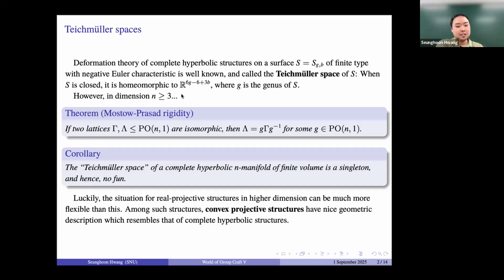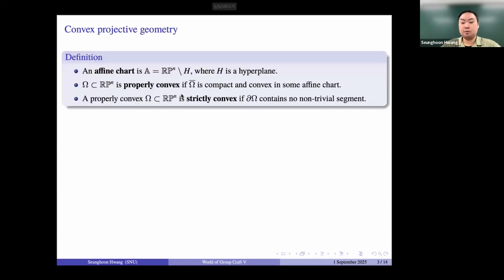Luckily, the situation for deformation theory of real projective structures in higher dimension can be much more flexible than this. And some aspects of this theory were explained previously by Seunghoon wonderfully. And also among such structures, convex projective structures have nice geometric description, which resembles that of complete hyperbolic structures. So that will be what I'm going to talk about here.